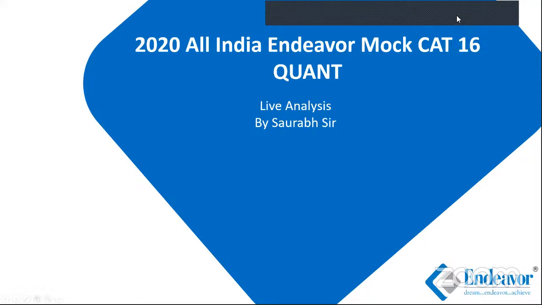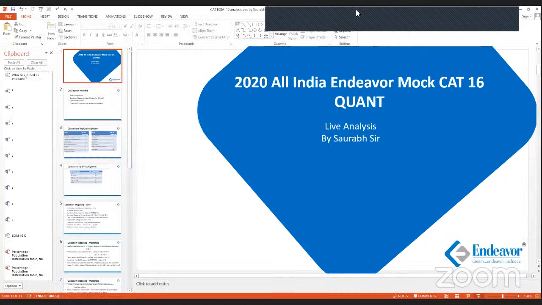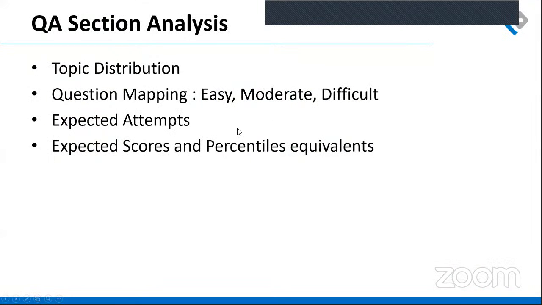Thank you, sir. Thank you for your analysis of the DI part. Taking over for the quant section. Quite a balanced paper. A lot of topics were covered. Yes, there was a small bias towards numbers this time, some more questions from numbers. So otherwise a fairly balanced paper in the quant section.